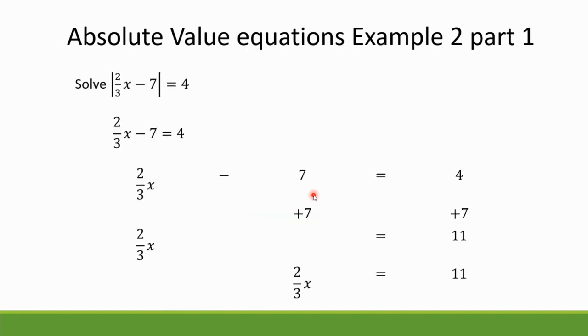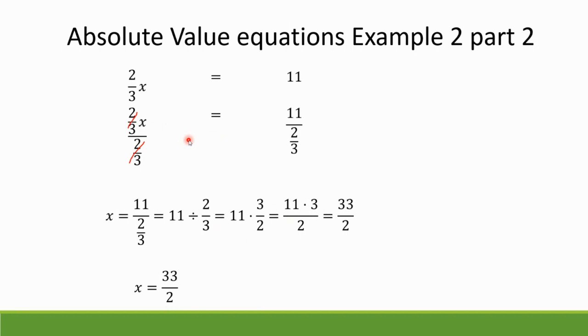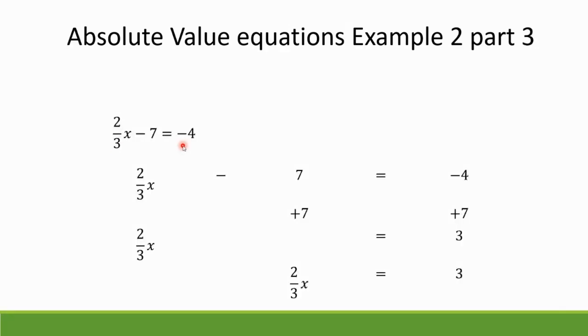But now for the other equation, right? This was when 2 over 3 times x minus 7 was 4. For the other equation, instead, we have it equal to negative 4. But it's actually the same steps. In other words, it's the same idea, I should say, because you want x to be all alone. So we add 7 to both sides, as you can see.